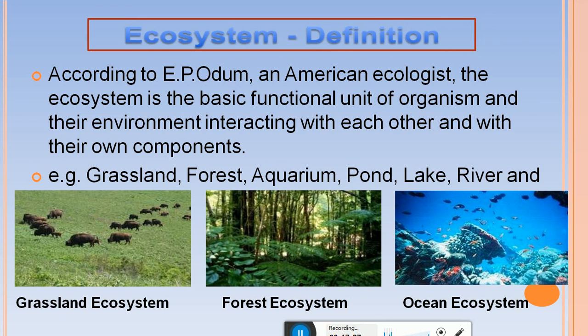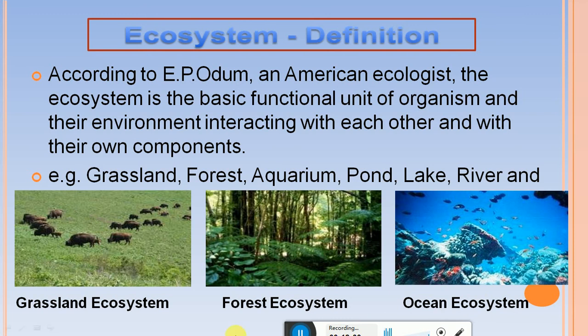There are various kinds of ecosystem, which you can see in the picture. We have grassland ecosystem, forest ecosystem, aquarium, pond ecosystem, lake, riverine ecosystem, and ocean ecosystem. Likewise the ecosystems are plenty. Ecosystems can be as small as a pond, or as big as an ocean, comprising different kinds of organisms. The interaction between the organisms, the living and non-living components, is called the ecosystem.